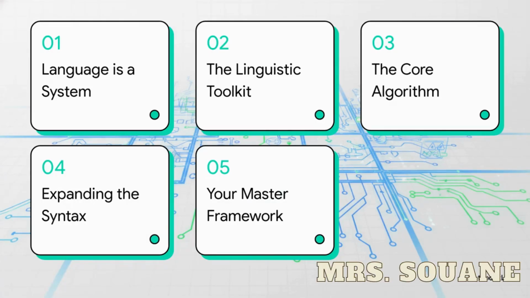First, we're going to look at language as a logical system. Then, we'll open up our linguistic toolkit to see all the components. After that, we'll get into the core algorithm, S.V.O., learn how to expand on it, and then we'll wrap it all up into one master framework you can use.